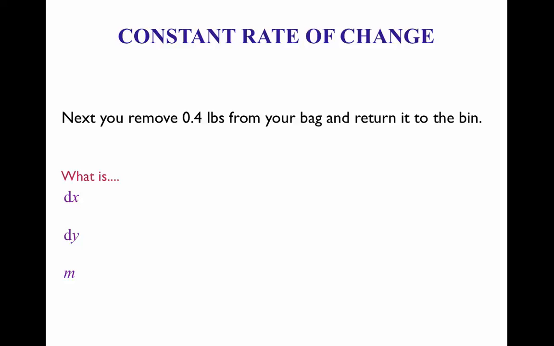Okay, next, you remove 0.4 pounds from your bag when no one's looking and return it to the bin. What are the values of dx, dy, and m? Go.